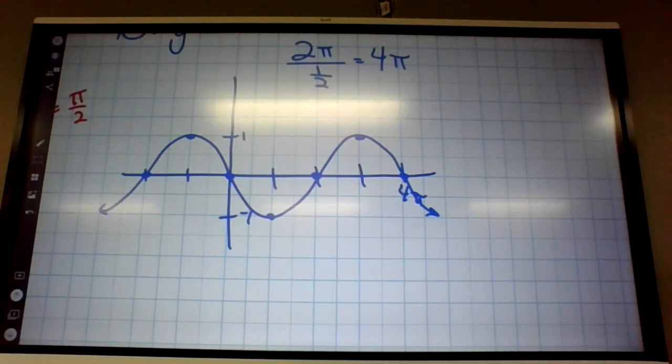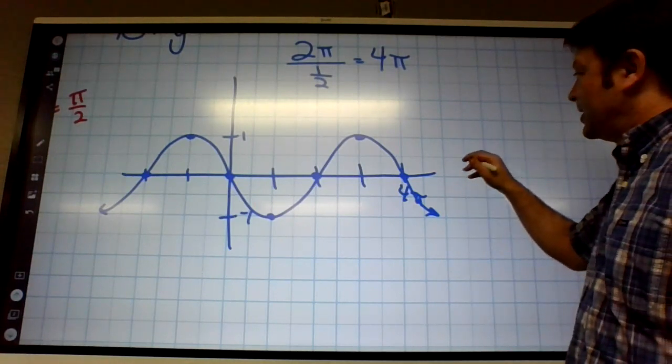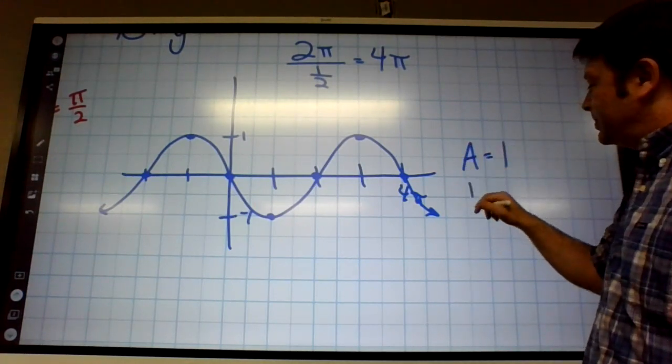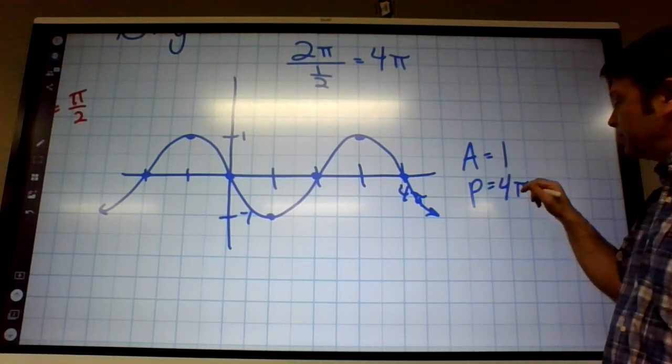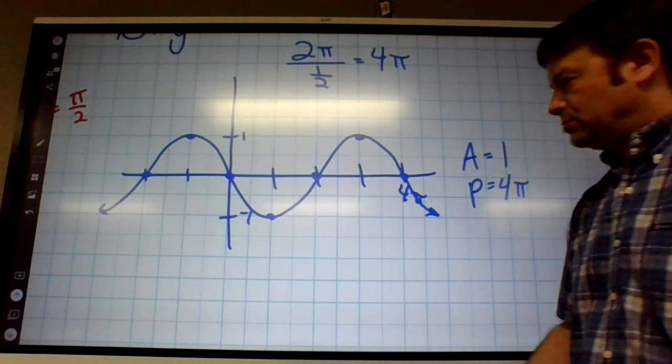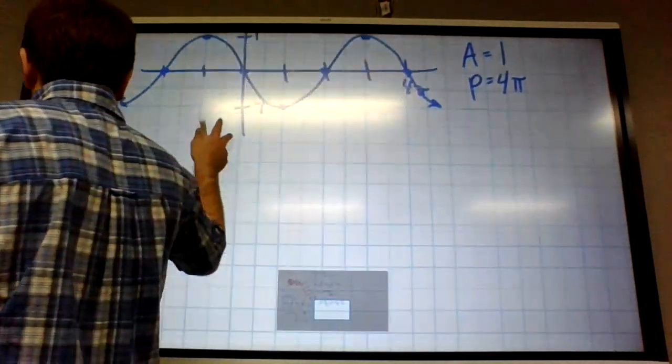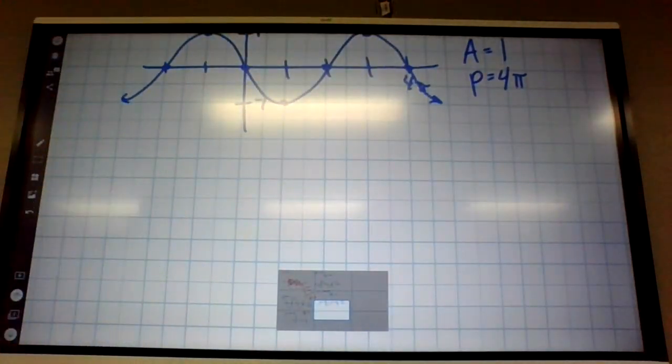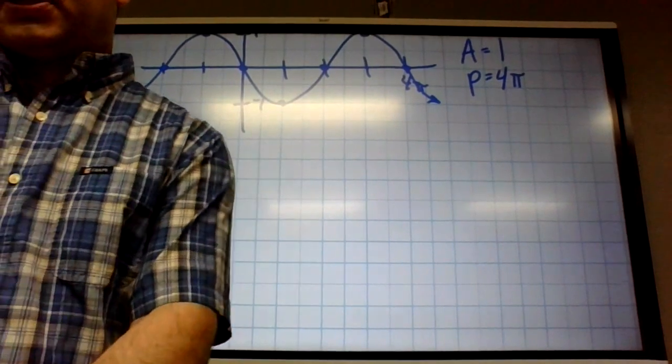How do we get 4 pi? Oh, I see. 2 pi divided by half. So the amplitude is still 1 and the period is 4 pi. Graph is upside down. We're done with that section.